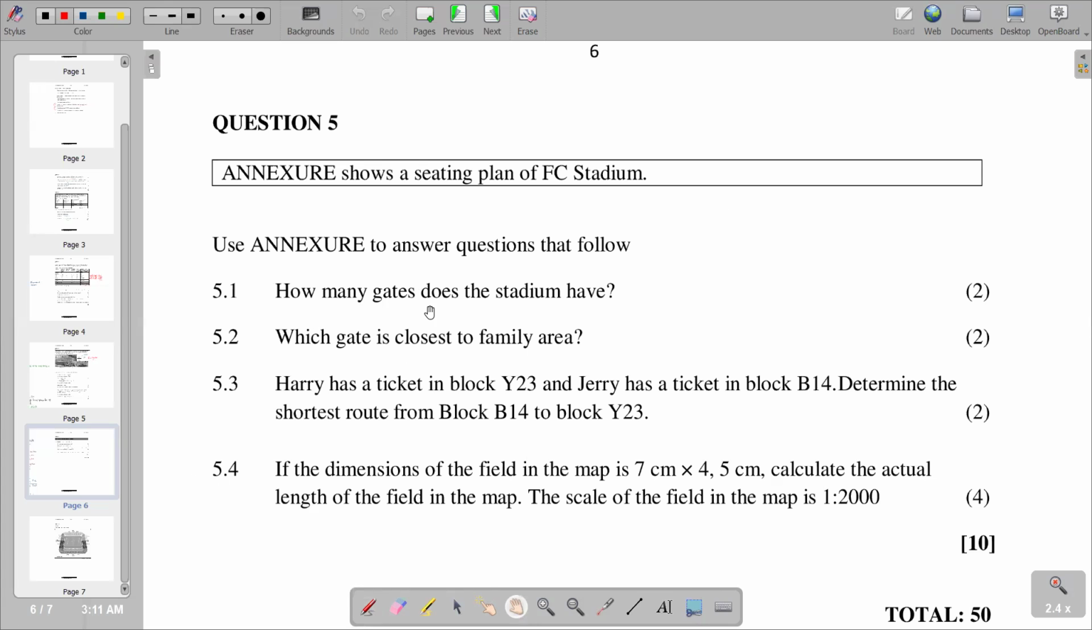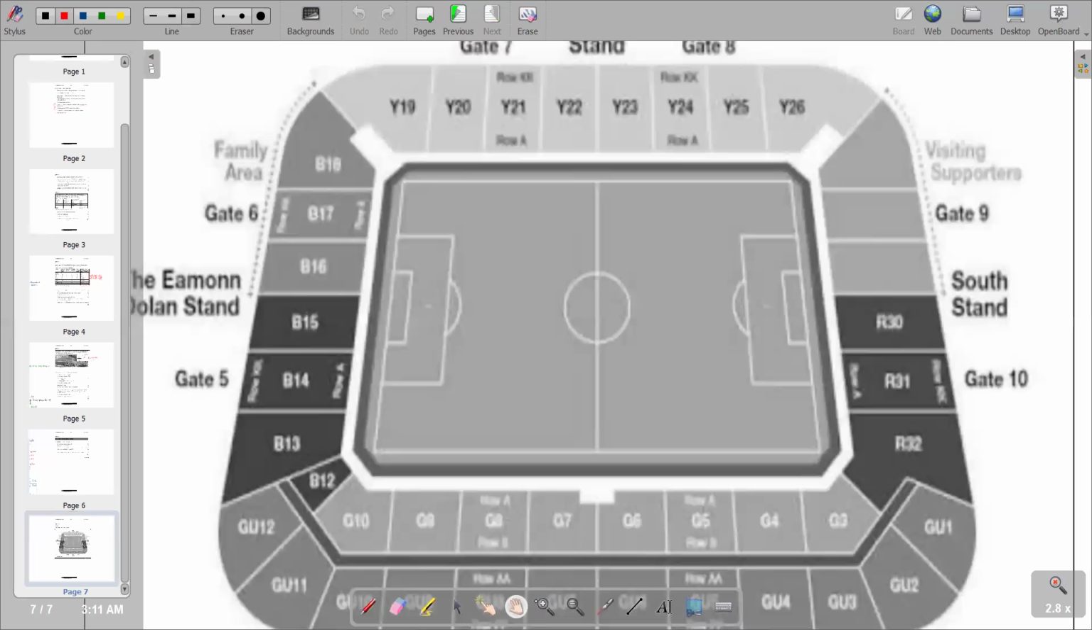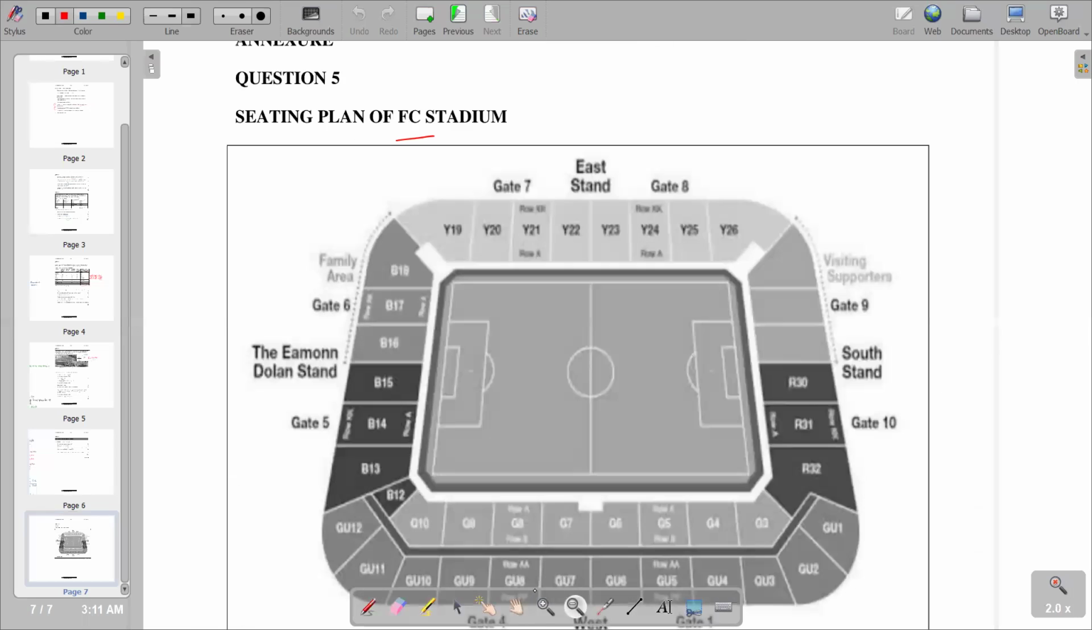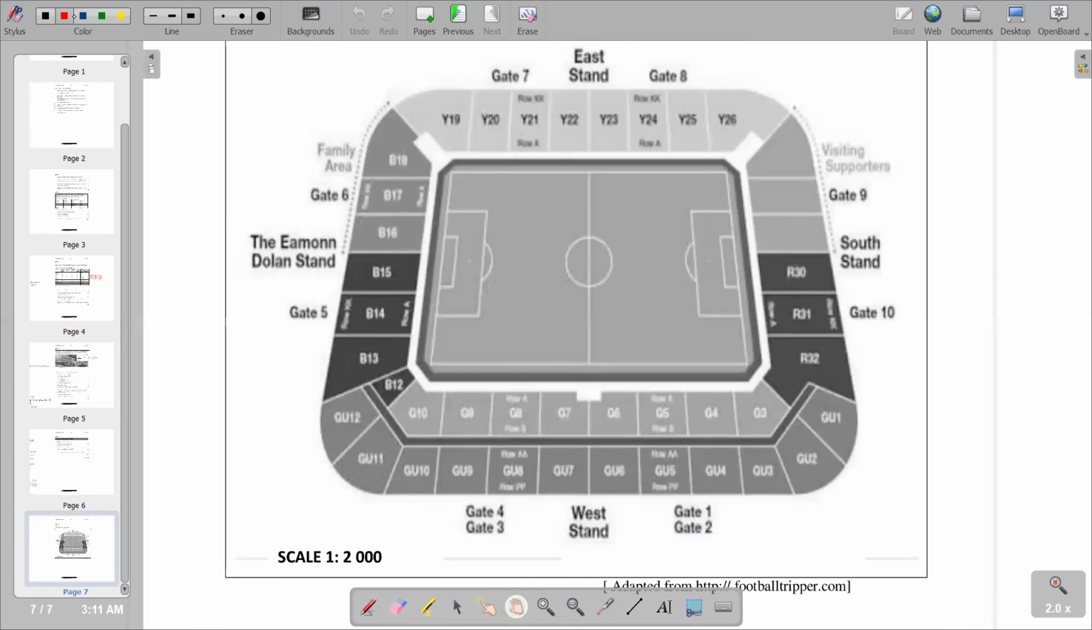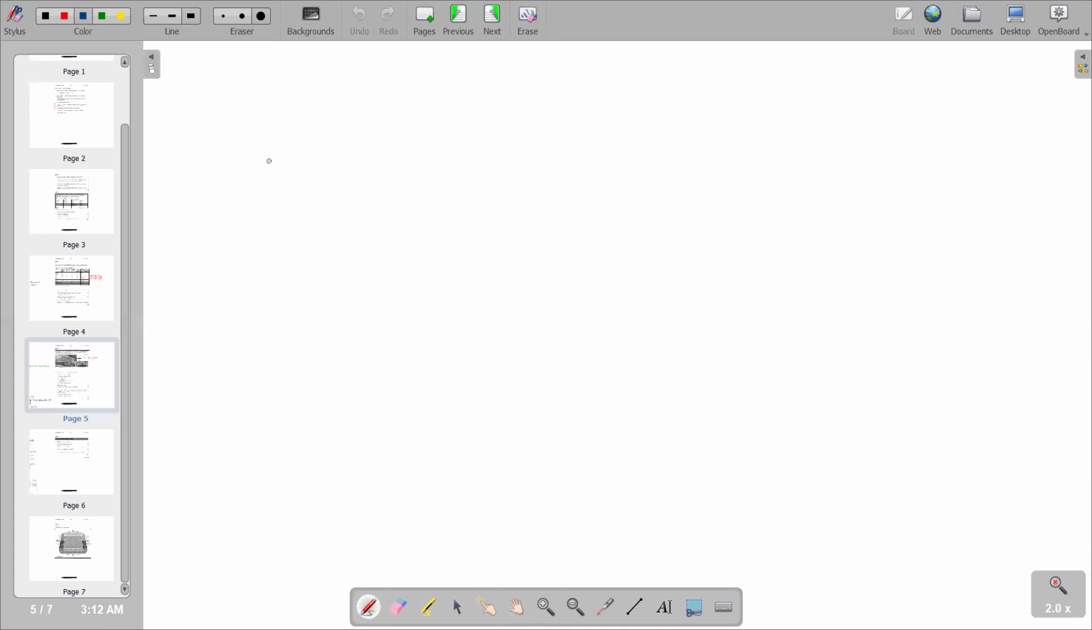So the first question reads, how many gates does the stadium have? So if you refer there, we try to count how many gates we can identify. So we have gate 1, gate 2, gate 3, gate 4, gate 5, gate 6, gate 7, gate 8, gate 9, gate 10. So you see that the maximum that we have is 10. So we are saying 10 gates. That is what we have. So we're going to say on the first part, which is going to be our 5.1, our answer is 10 gates.